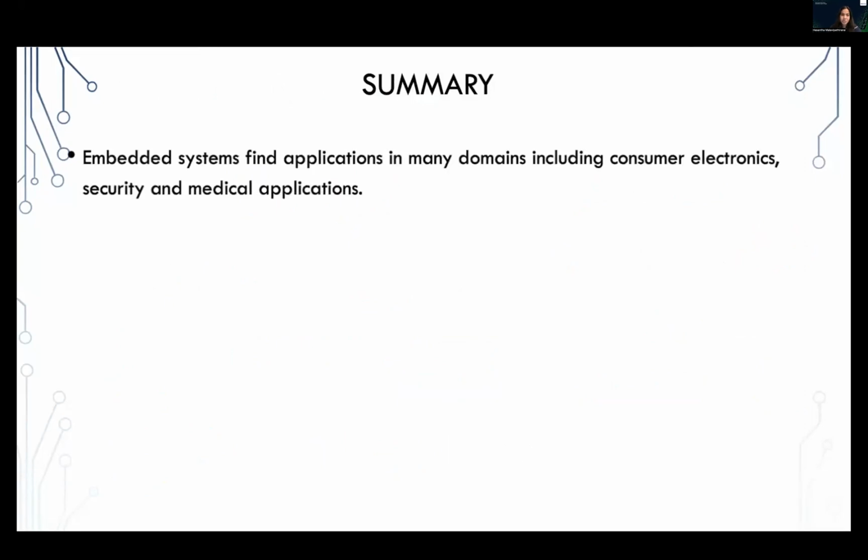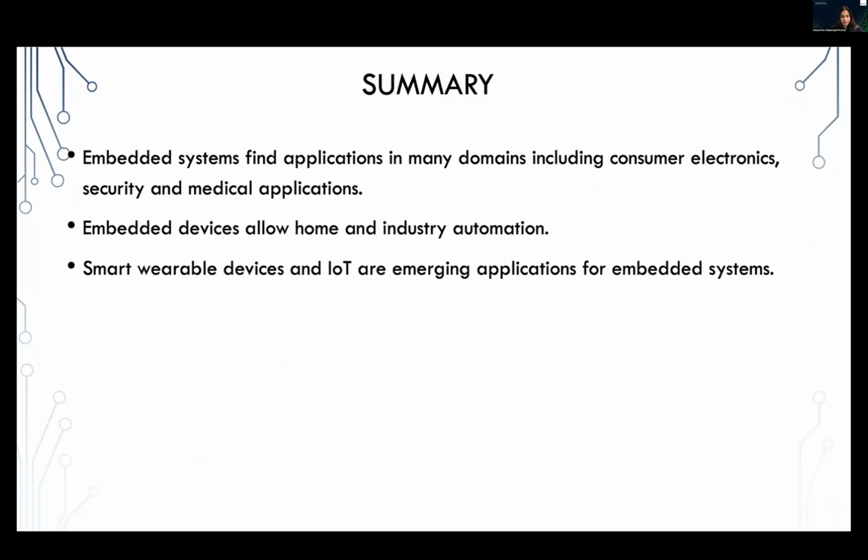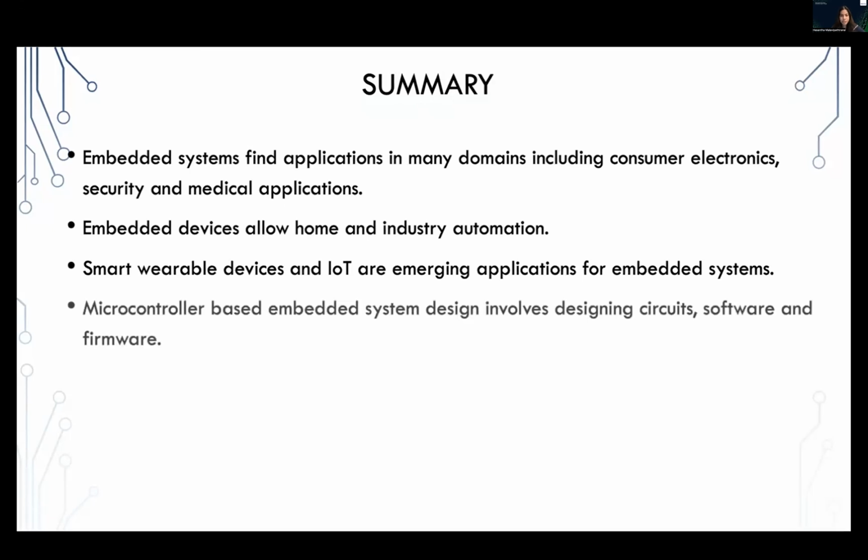So in conclusion, we discussed the applications of embedded systems. They find applications in many domains, including consumer electronics, security, and medical appliances. And embedded systems allow home and industry automation. There are smart devices, wearable devices, IoT. So these are emerging applications for embedded devices.